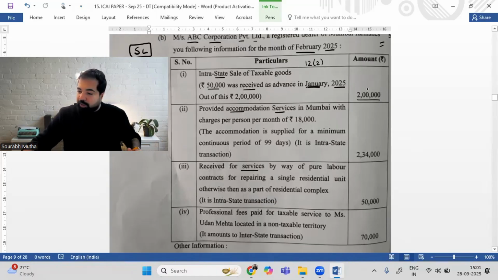So on the entire 2 lakh rupees, because it is in the same state, it is 9% each. So 18,000 CGST and 18,000 SGST. This is the number we start with. Next.